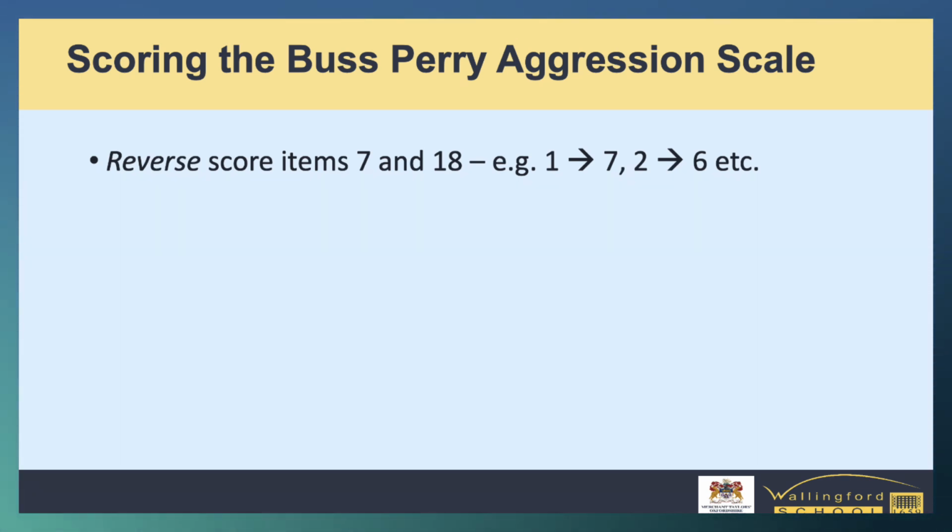If on item 18 they put a 7, you would change that to a 1. If they put a 6, you would change that to a 2. So you're basically reverse scoring these, and it's only these two that you need to do that to.